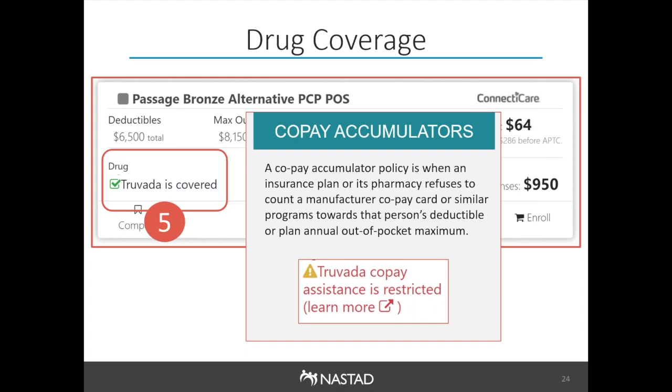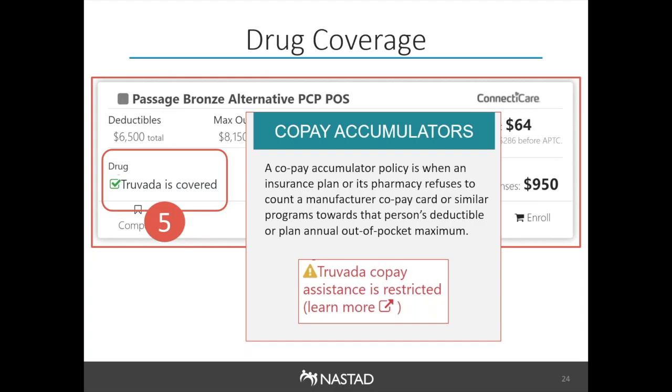We've identified a number of plans with copay accumulator policies, and we've updated our site accordingly with this red "Truvada copay assistance is restricted" message here. We also adjust the cost calculations accordingly when we know about a copay accumulator policy. However, we only know about these when they're reported to us. We don't have the capacity to monitor every plan in the entire country for this.